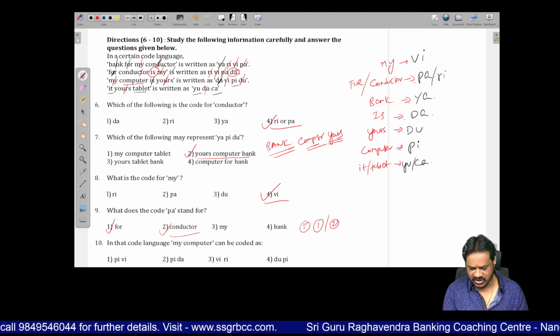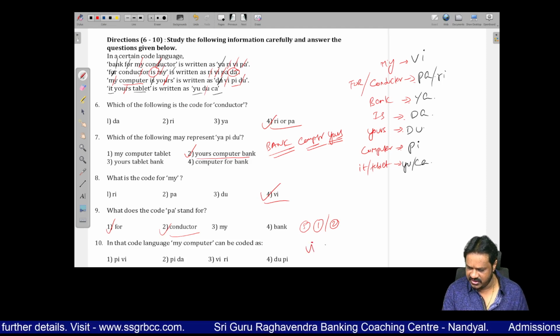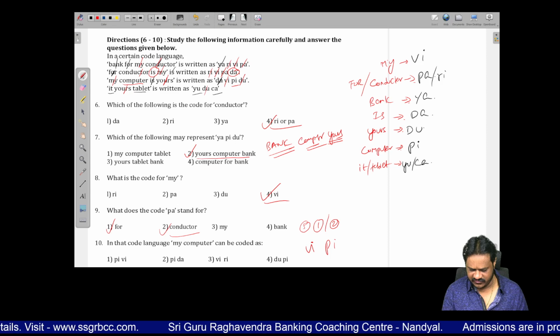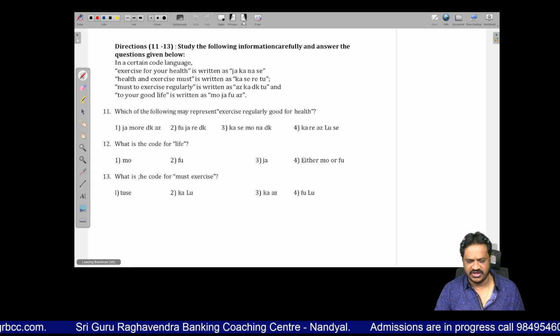In a certain code language, what does my computer return? My means VI. Computer means PI. Either VI PI or PI VI. The first one is the correct answer. Now let us see 11 to 13.